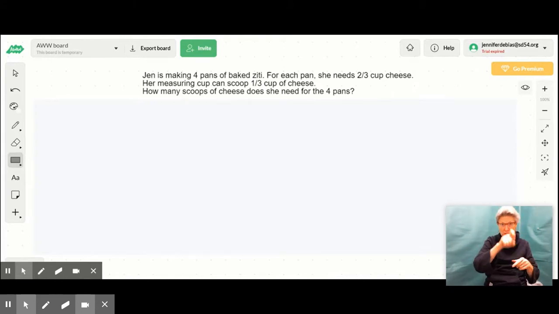So I want you to reread this problem to yourself, start to think about the information that you're going to use and how you're going to use it to answer this question.